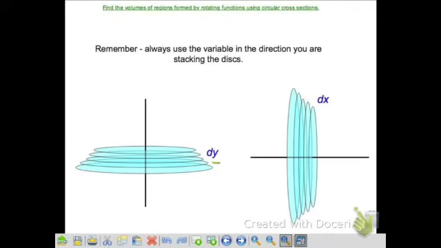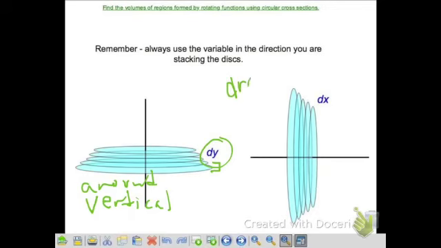This one here though, all of these slight changes that we're looking at are changes in y. So we're stacking along the y-axis, and those are dy values. Anytime we're stacking this direction, it has to be in terms of y. One way to remember it is if we're rotating around a vertical line, then it's going to be y values. If we're rotating around a horizontal line, then those are going to be dx, and we'll do everything in terms of x.